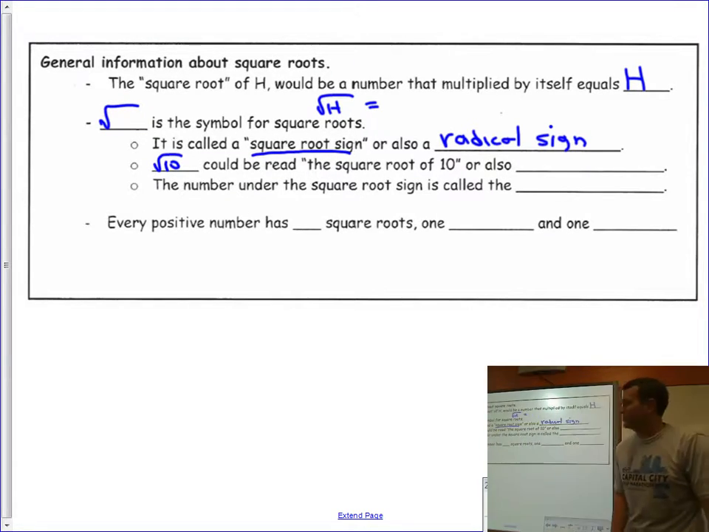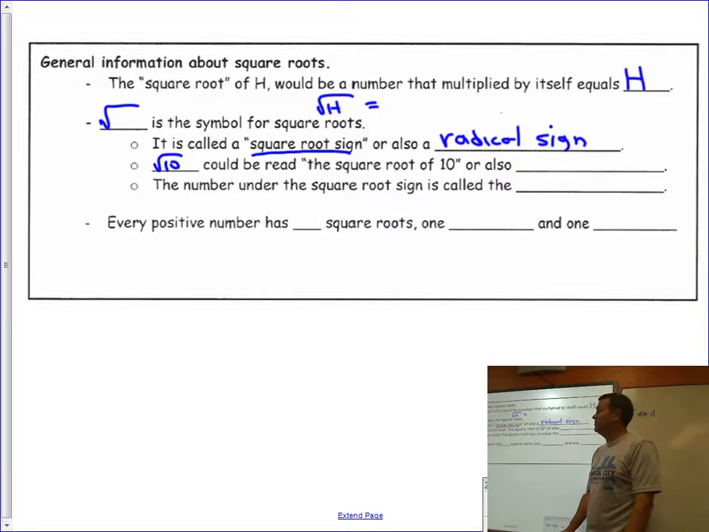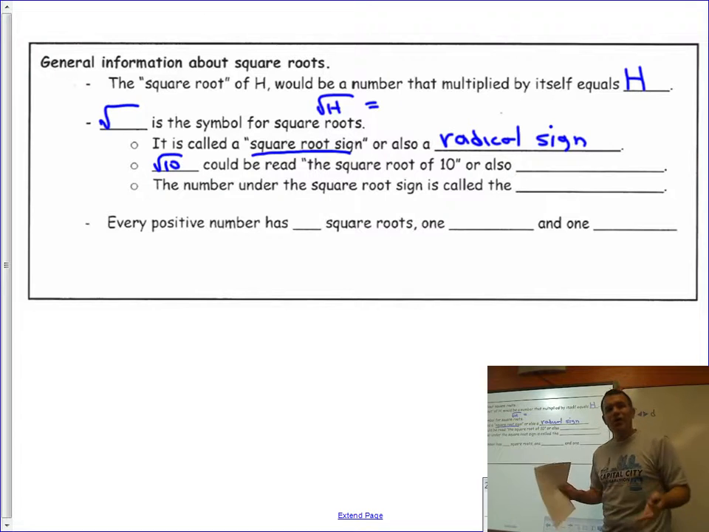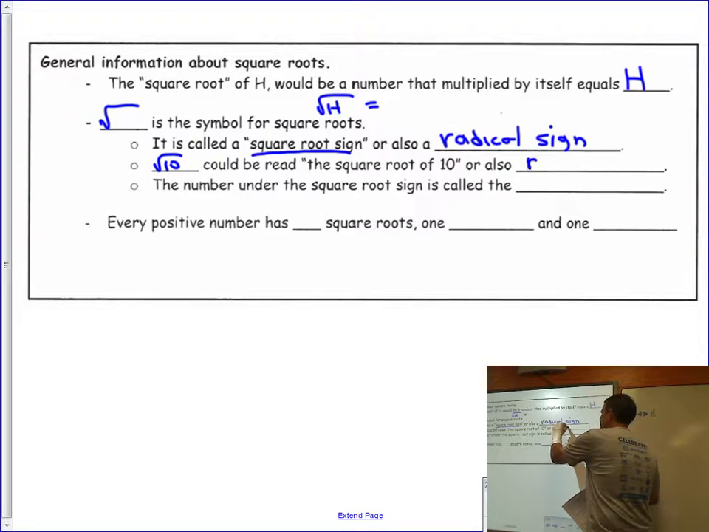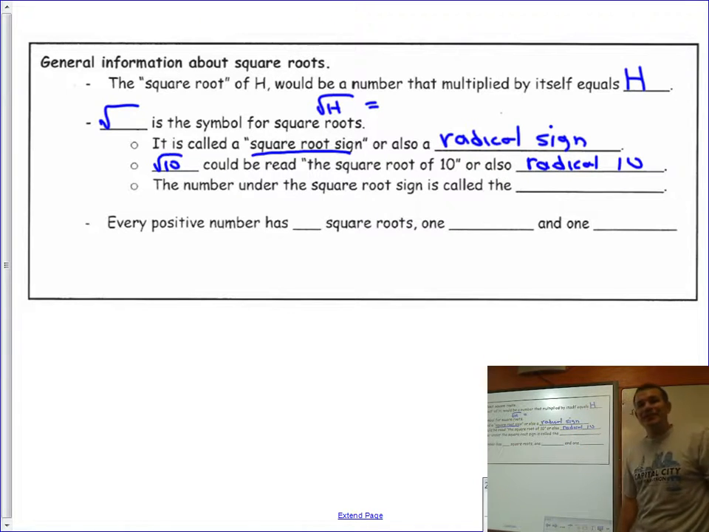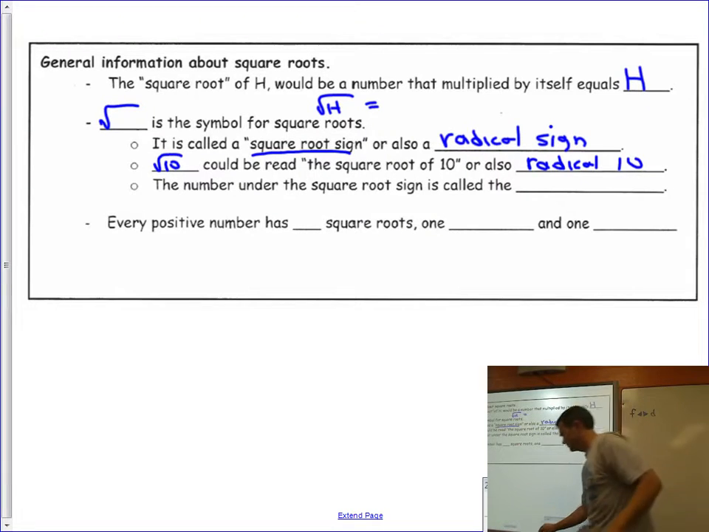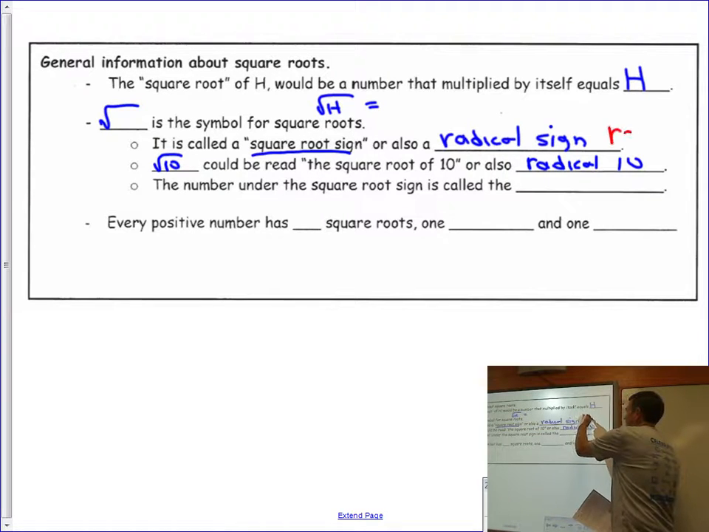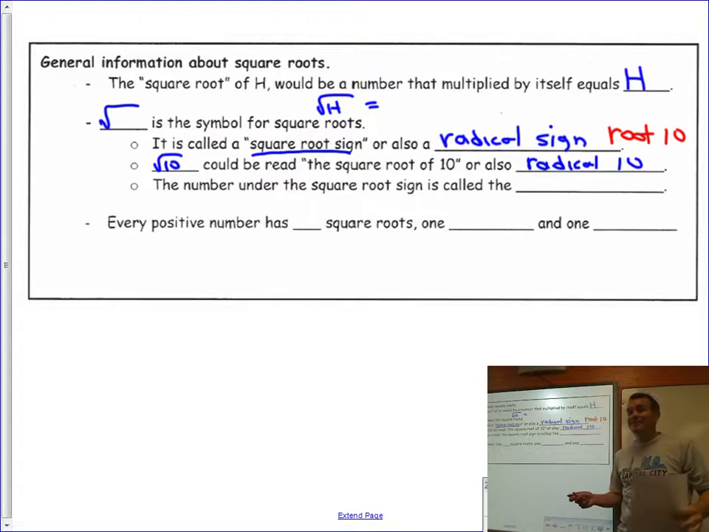So if you had the square root of 10, of course that could be read the square root of 10, or it could also be read radical 10. And again, I like saying radical 10 better than the square root of 10. Some people simplify the square root of 10 and just say root 10, which kind of means the same thing as the square root of 10.